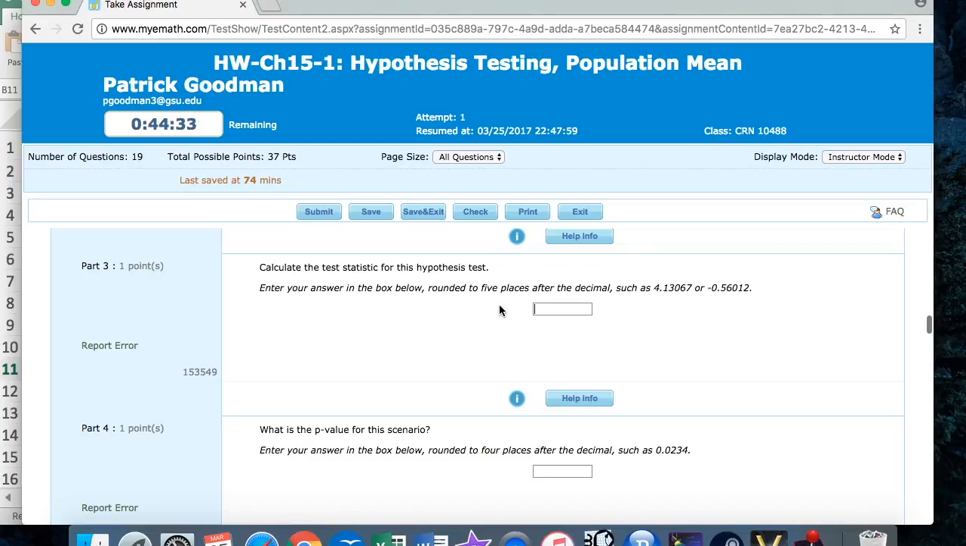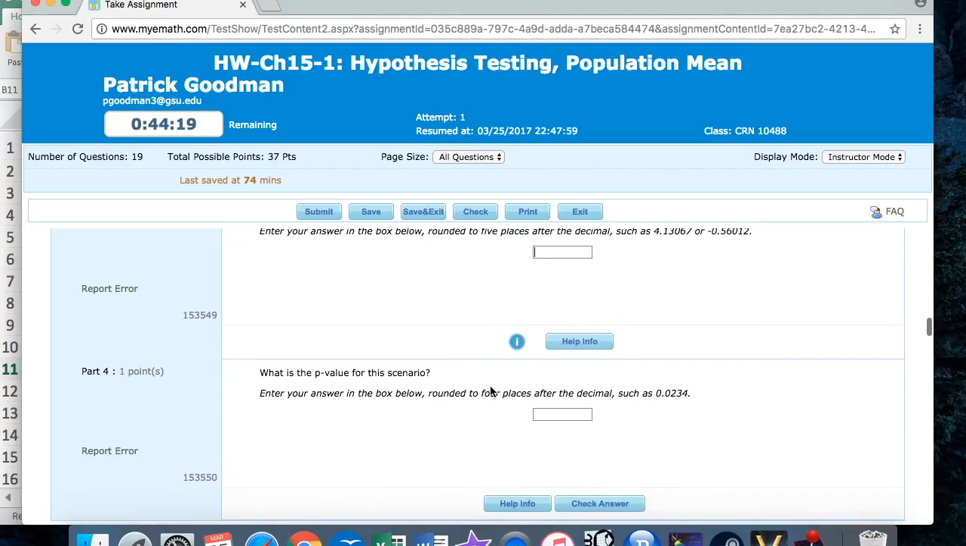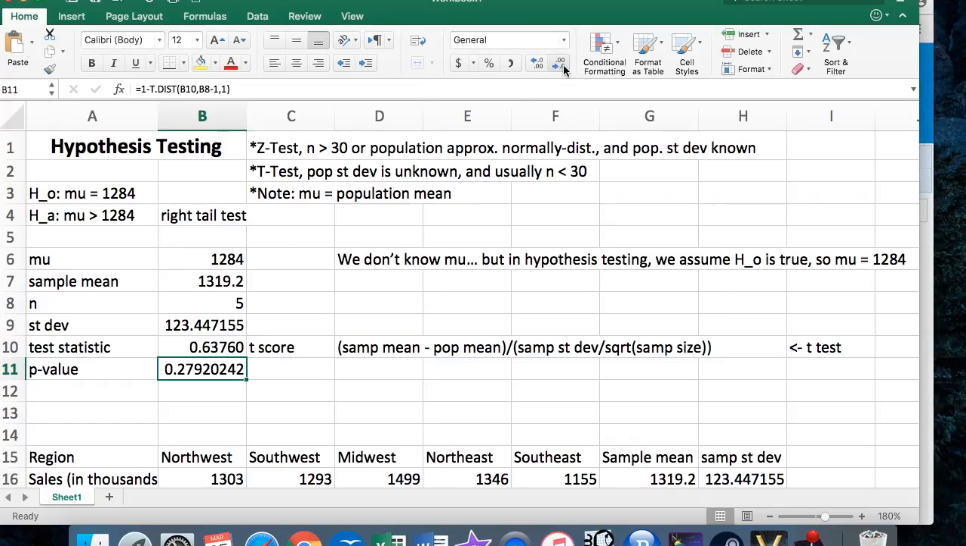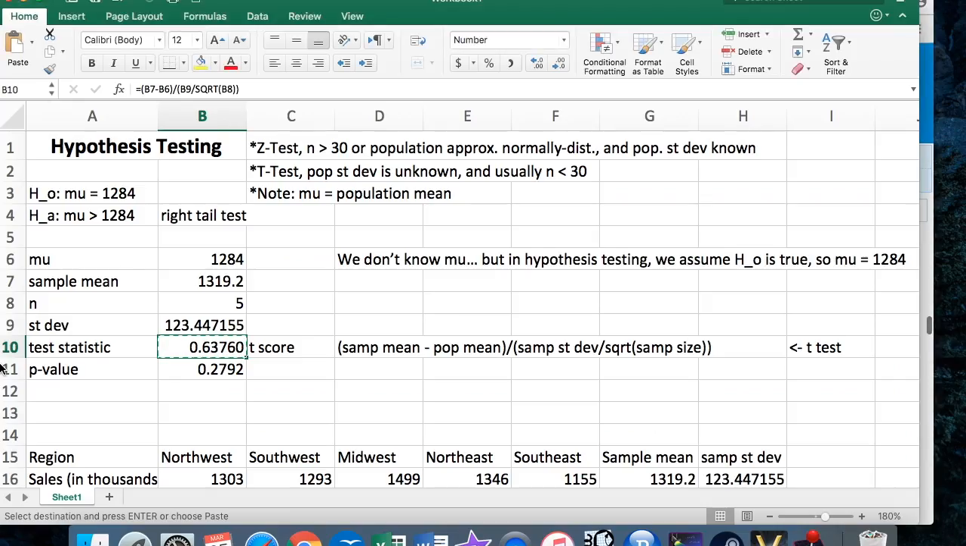Okay, so here we go. Calculate test statistic to 5 places. So I'm just going to be lazy and do this. So let's go down to 5 places. So this is 1, 2, 3, 4, 5. Okay, so that's good. And then this guy, they want it to 4 decimal places. So 1, 2, 3, 4. Okay, so copy these guys over. So this is my test statistic here. And then this is my p-value.